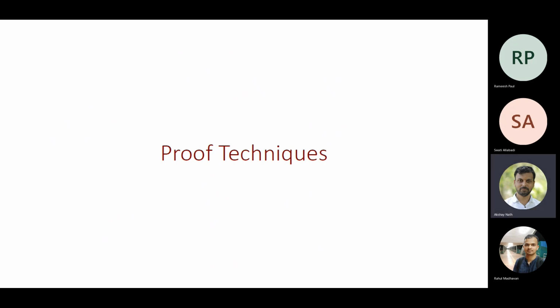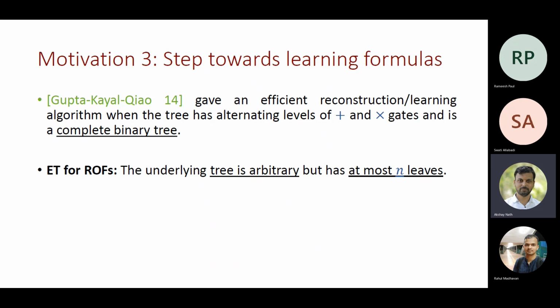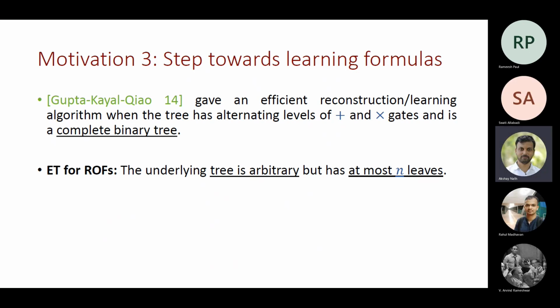So can you go back? What is the efficiency here of the reconstruction algorithm depending on the depth? Okay, so for learning polynomials equivalent to ROFs, depth is not an issue because since every variable labels exactly one leaf, the depth of an ROF can be at most n. So we just need to worry about one parameter n. Yes. And in the work of Gupta, Kayal, and Shah, the algorithm is polynomial in the number of variables and depth.